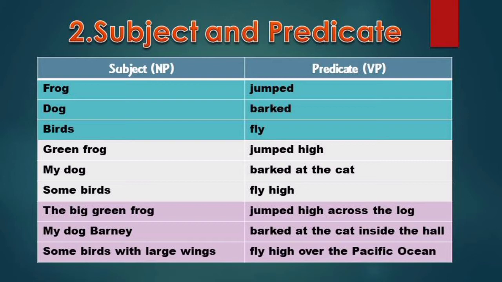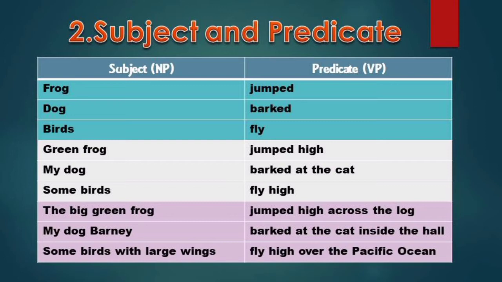So we are expanding again the subject and predicate. The frog becomes the big green frog. The big green frog jumped. The predicate becomes jumped high across the log.